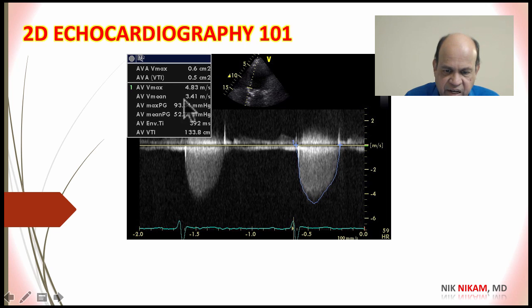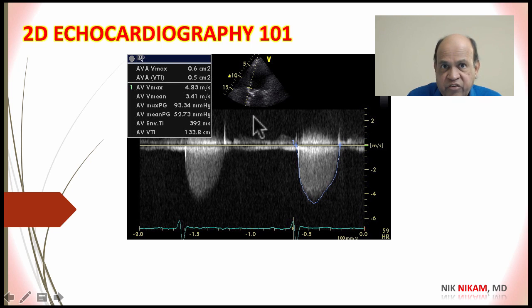And all these calculations are done by the computer as we record these tracings. In order to get this calculation, we also need to get a pulse Doppler of the left ventricular outflow tract, which gets us the baseline pressure across the valve in the outflow tract, and we also need to get the aortic root measurement during diastole. And with these three measurements, we will be able to calculate the aortic valve area.